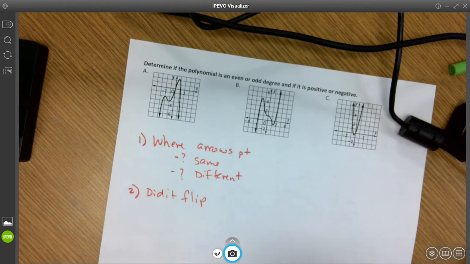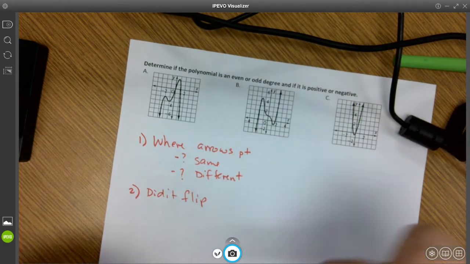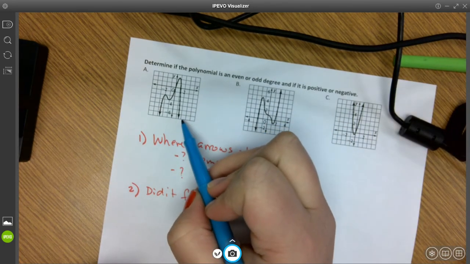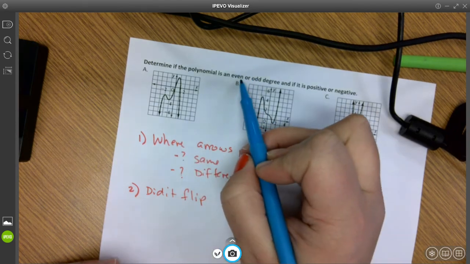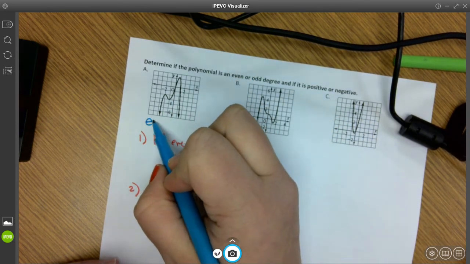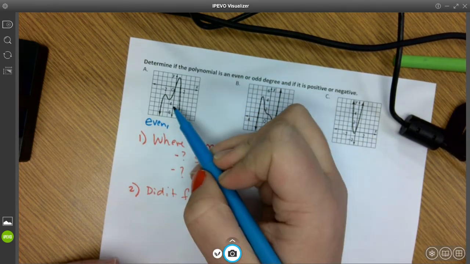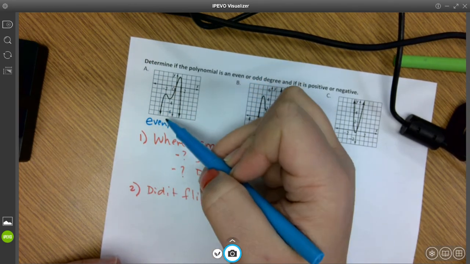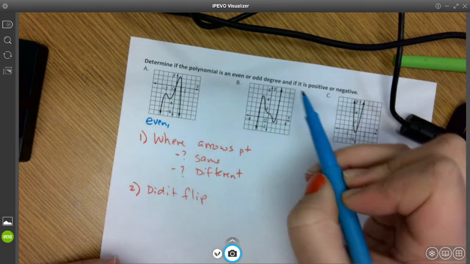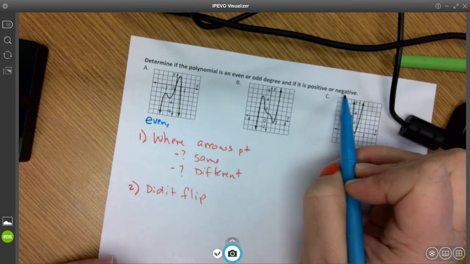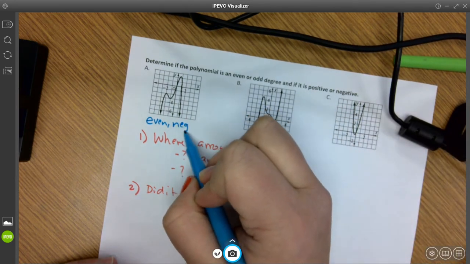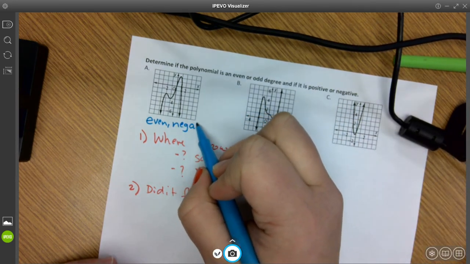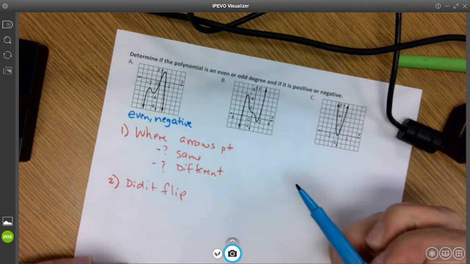So looking at this first one, these are going in the same direction. They're both pointing down, so that's going to tell me that that's even. Remember, typically even points up, up. These are pointing down, down. That means there's a negative there. If it flipped, that means it's negative. So this answer would be even, negative.